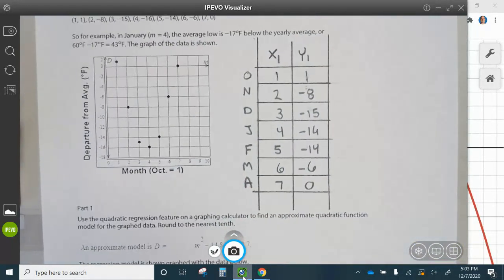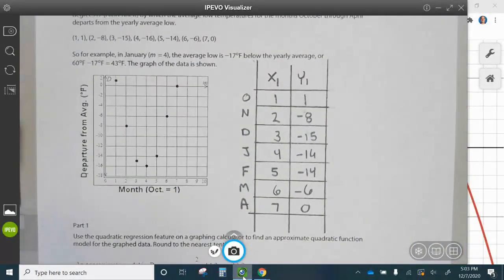Now remember, M equals 1 is October, so this is October, November, December, January, February, March, April. Okay? All right? So for example, in January, M equals 4, the average low temperature is negative 17 degrees below the yearly average of 60 degrees Fahrenheit; 60 minus 17 equals 43 degrees. The graph of the data is shown below. Okay?